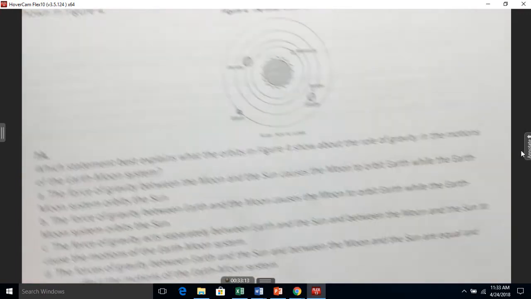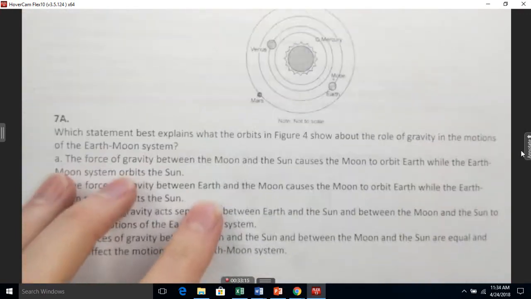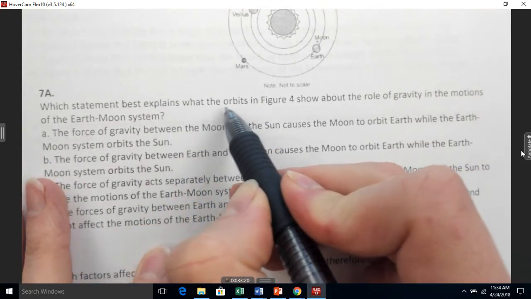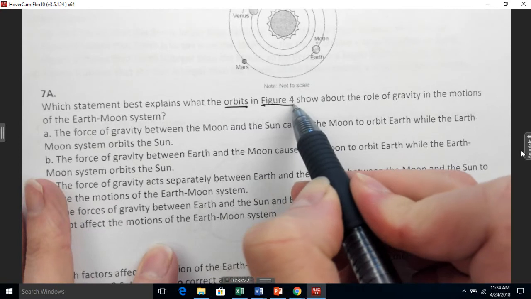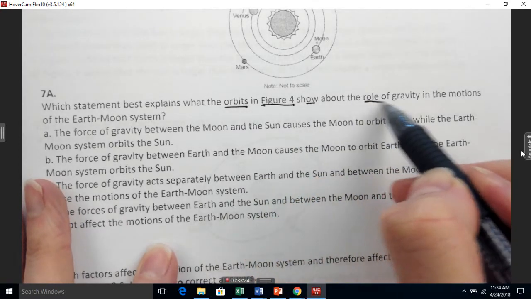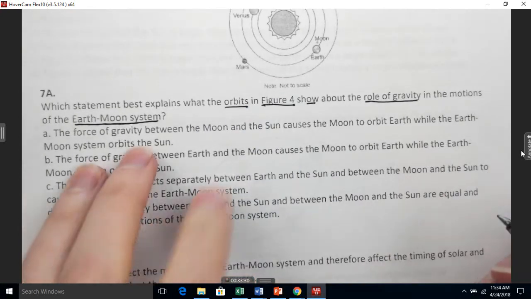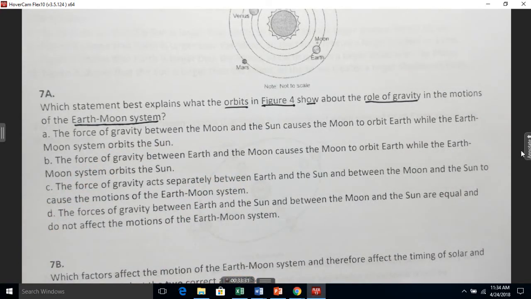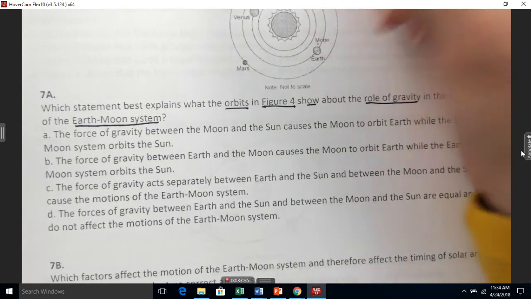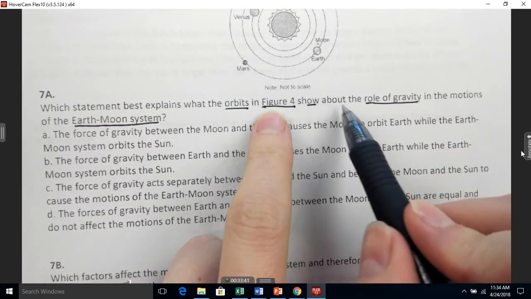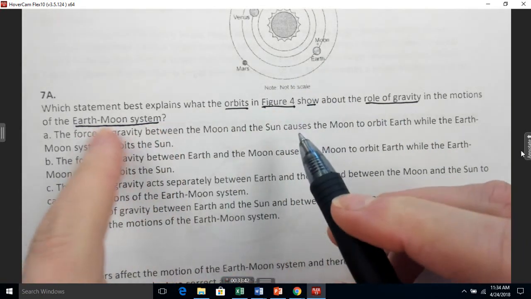Okay, I'm not reading all of the eclipse stuff. We're going on to 7a. Well, you can go back and read it. Which statement best explains what the orbits in figure 4 show about the role of gravity in the motion of the Earth-Moon system? Okay, so where's figure 4? Figure 4 is the one right above it. Okay, this is figure 4. So, what does figure 4 show about the role of gravity in the Earth-Moon system?